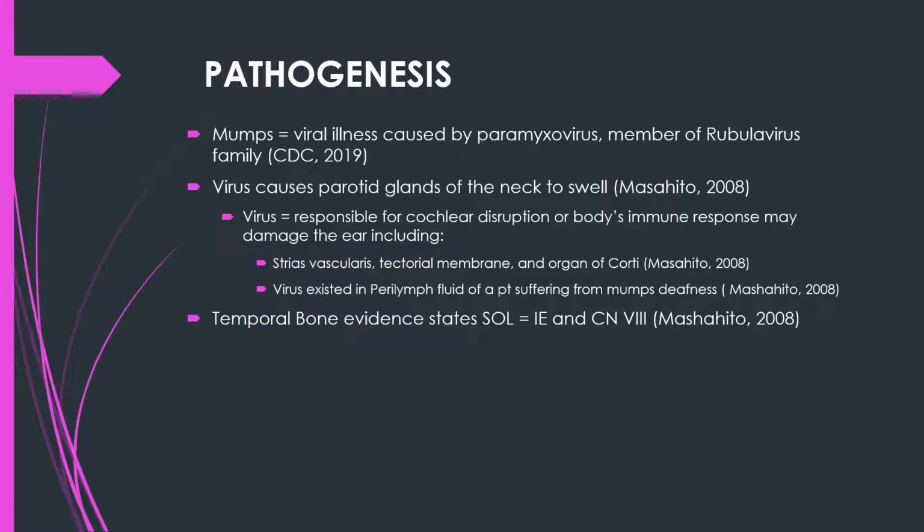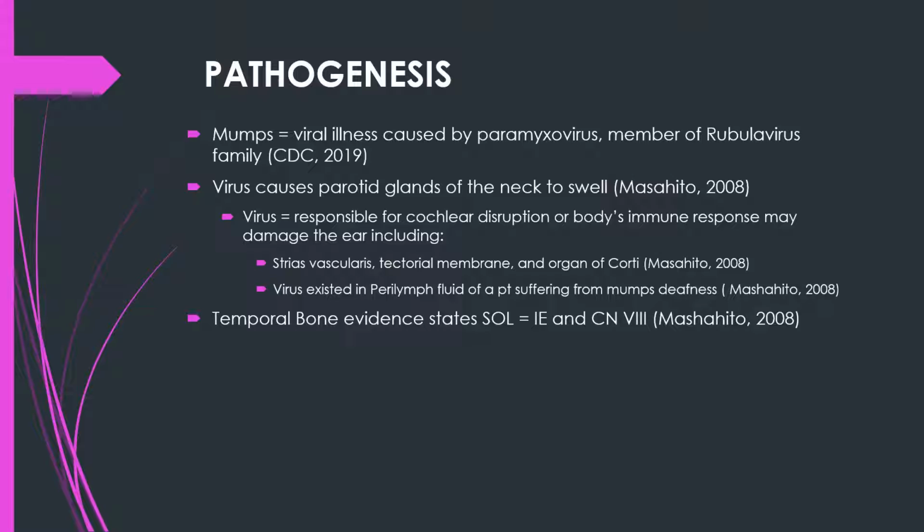Okay, so pathogenesis. So mumps is a viral illness caused by the paramyxovirus, and it's a member of the rubeola virus family. The virus causes the parotid glands of the neck to swell. The virus can be responsible for cochlear disruption, or the cochlear disruption is due to the body's immune response.